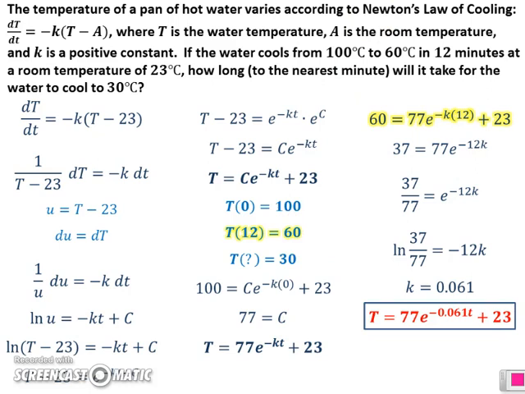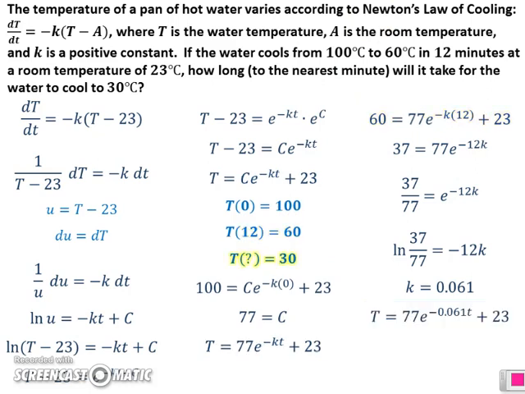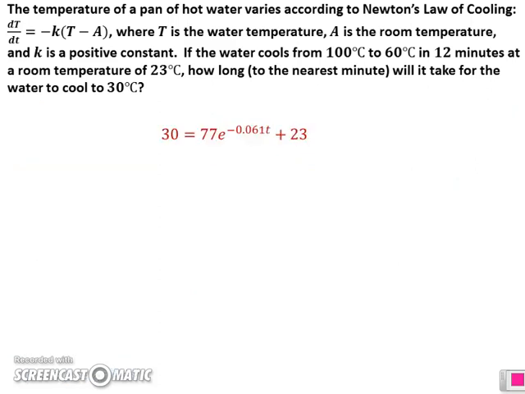So now our last step is to answer the question, which is how long will it take for the temperature of the water to be 30 degrees Celsius? Meaning the big T is equal to 30. What is the little t? There are only two variables left. So we can set the whole thing equal to 30 and then solve for t. So let's do this on the next page. Set the whole thing equal to 30, solve for t.